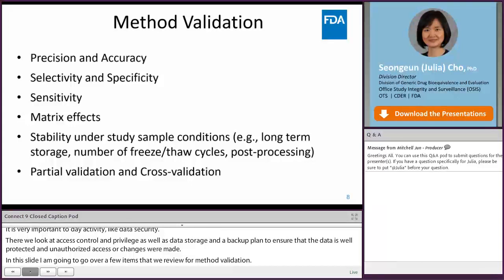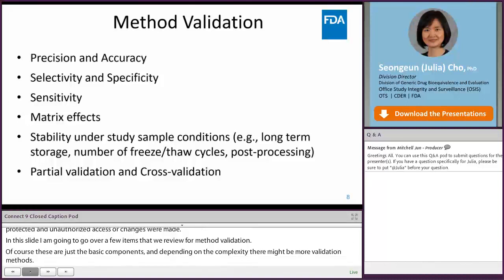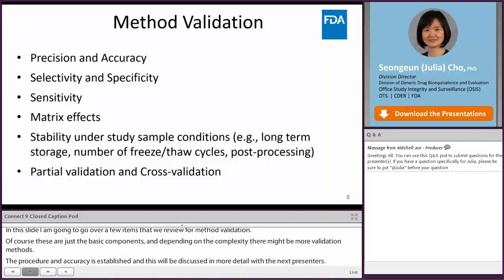Of course, for all methods, the precision and accuracy should be established, and this will be discussed in more detail by the next presenters. We review that selectivity and specificity are evaluated properly. We evaluate the sensitivity of the method by looking at the lower limit of quantification, LLOQ, and its performance during the assay. And we look at the matrix effect studies to make sure matrix effects were properly evaluated.